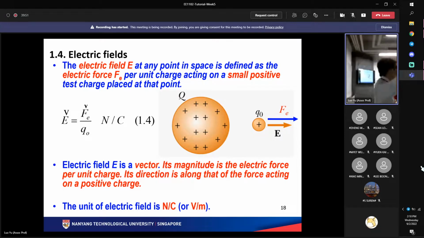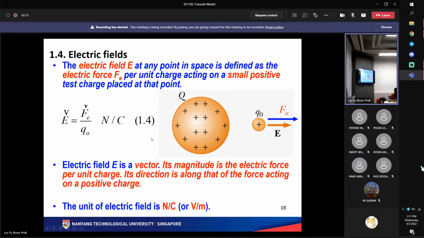So if another charge enters into the electric field lines of the source charge, then it will be trapped by the electric field lines and then experience a certain force. That is the Coulomb force, the electric force. So the electric force from charge 1 to charge 2 is exerted from the electric field lines. So that is the physical picture of the electric field lines.